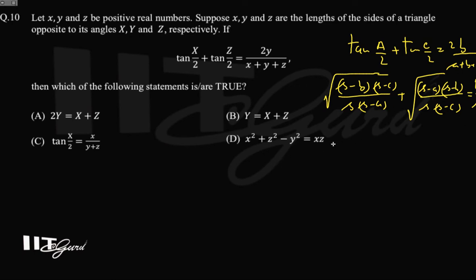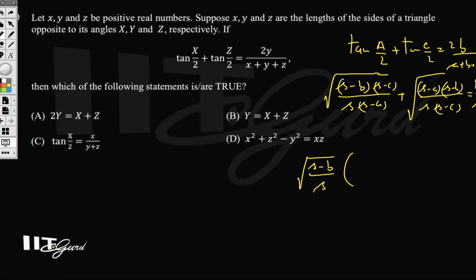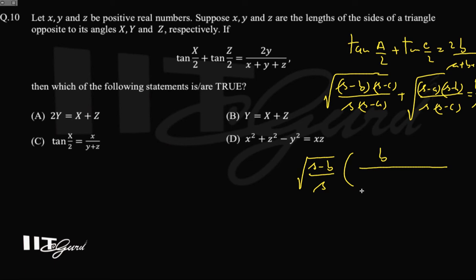And finally, concluding all this, you can take out common terms over here. That will be under root of (s - b) common, so (s - b) upon s also common, and what is left is y, that is b. Confusion arises between a, b, c, so better we write b over here. And here, under root, s is common, so (s - a) and (s - c) will be there, and here b by s. So for b we are considering y, for x we are considering a, and for z we are considering c.